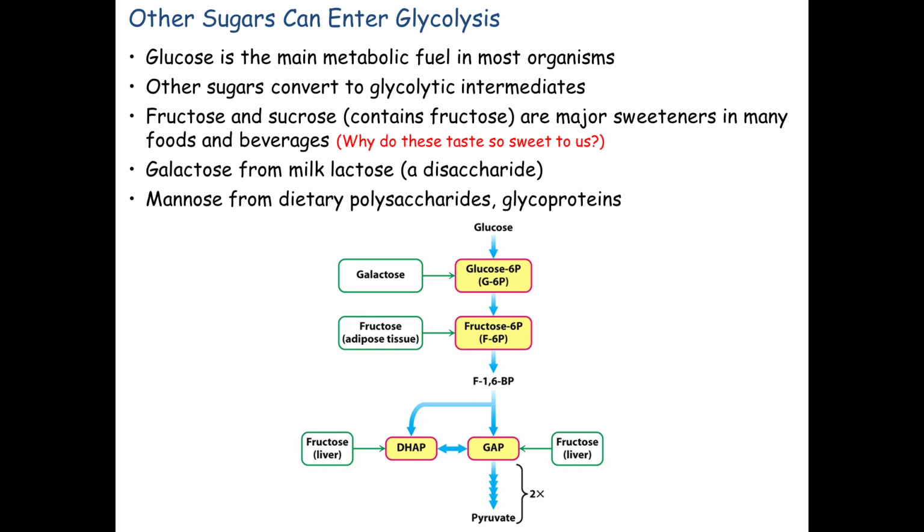Where do we get galactose? Well, in mammals, we get it from lactose. This is not the same thing as lactate. Make sure you know those two apart. Lactose is a disaccharide made of galactose and a glucose with that beta 1,4 linkage. So if we break that apart and we get a galactose and a glucose, they could both enter the pathway.